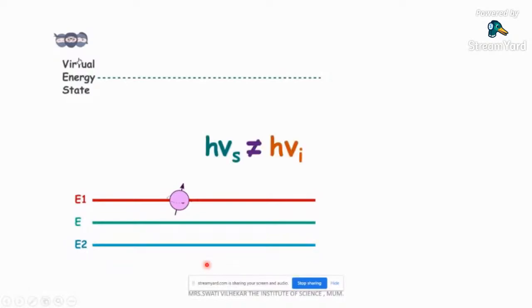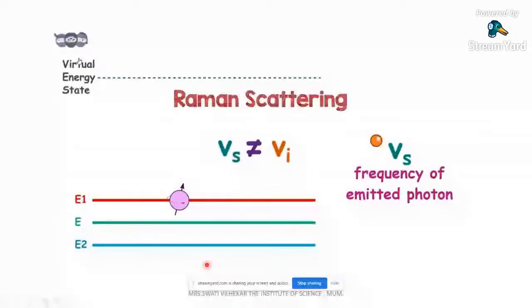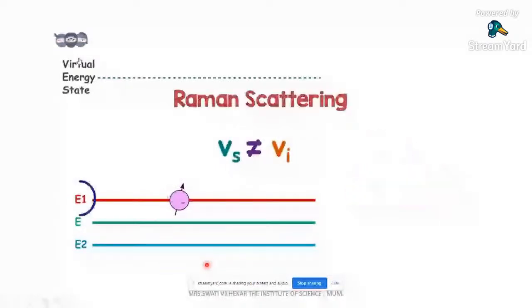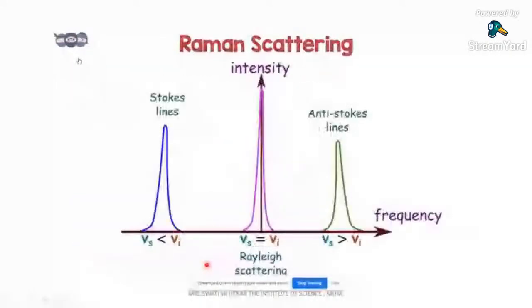In this case, the energy lost by the electron is different than the energy absorbed from the incident photon. As a result, the photon emitted by the electron has energy different than the incident photon. This is possible when the frequency of the emitted photon is different than the incident photon. This gives rise to Raman scattering. Depending upon the final energy of the electron or final vibrational level of electron, Raman scattering can be separated into Stokes line and anti-Stokes line.